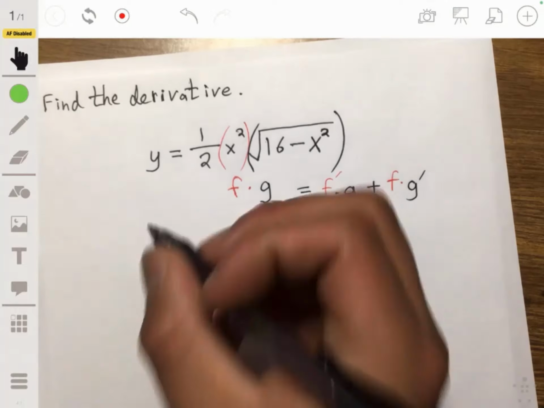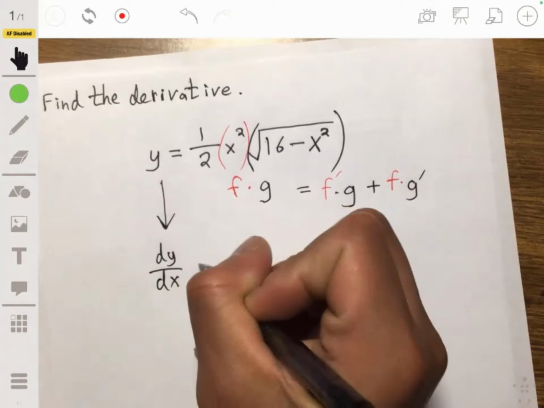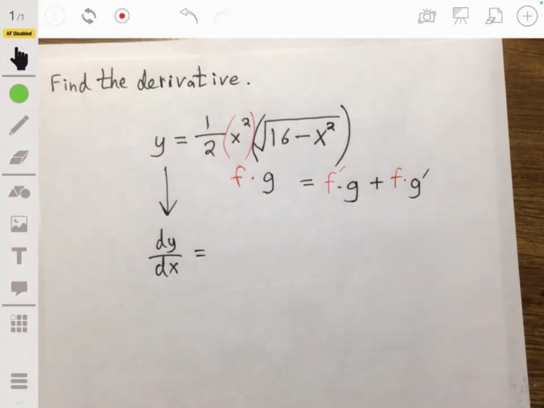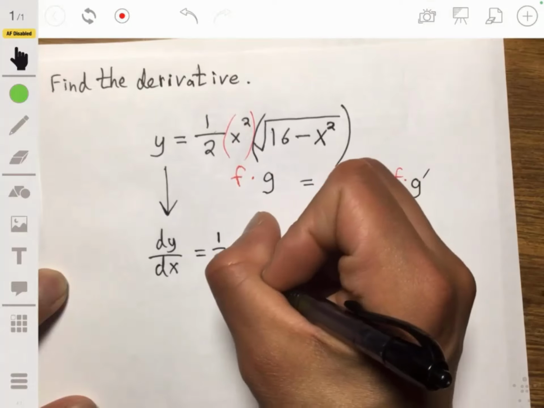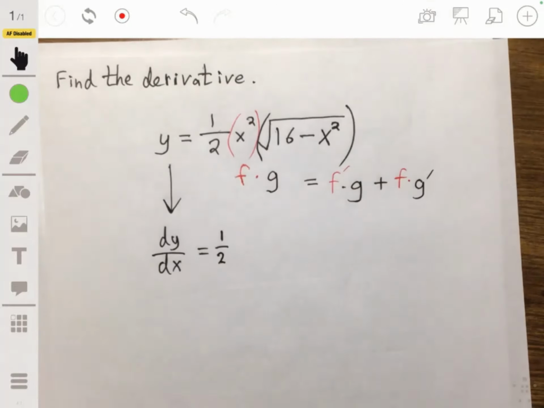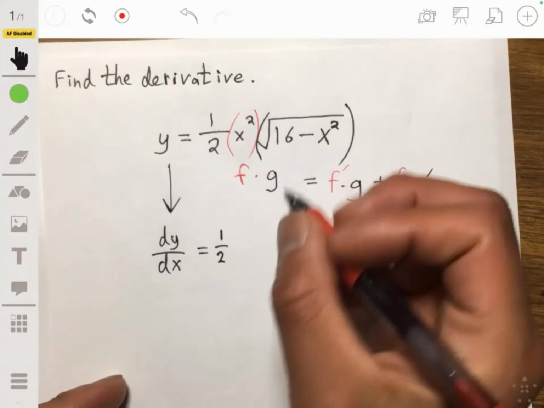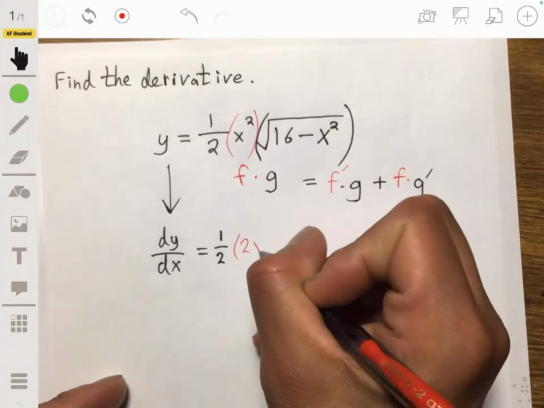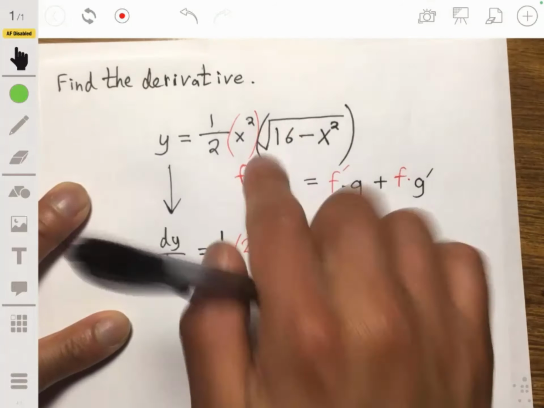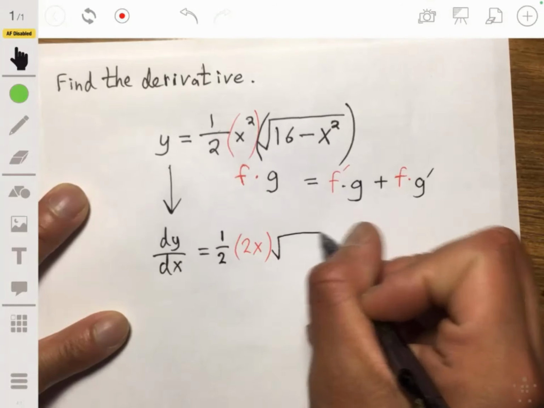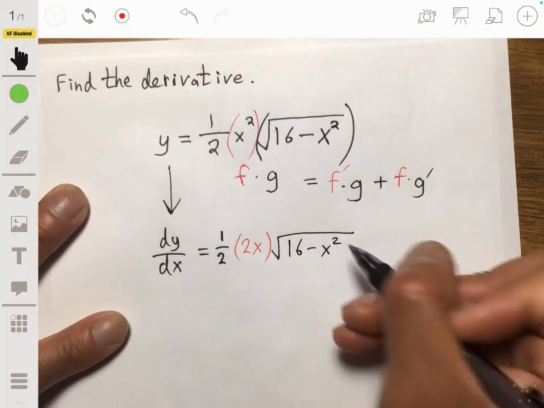So in this case, our dy dx will be, let's keep the 1/2, remember, as 1/2 because that's just a coefficient. So we first take the derivative of x squared, which will be 2x. And we multiply it by this. So we don't change that. Keep that square root the same. The square root of 16 minus x squared.